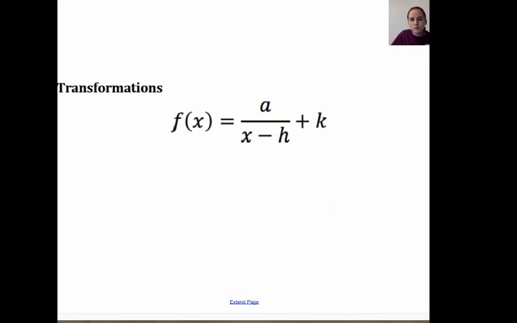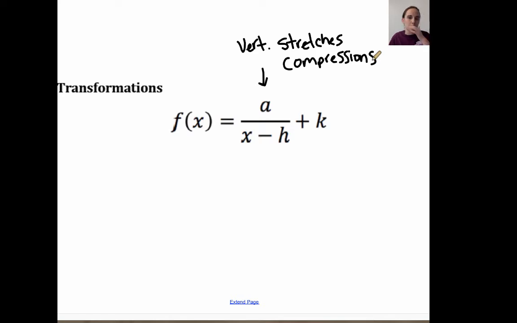Okay, so the transformations here, again, A is going to control your vertical stretches and compressions. I'm going to put vert for vertical stretches and compressions. And of course, that changes the shape of the graph. It makes it like skinnier or fatter. So that just changes how the shape looks.